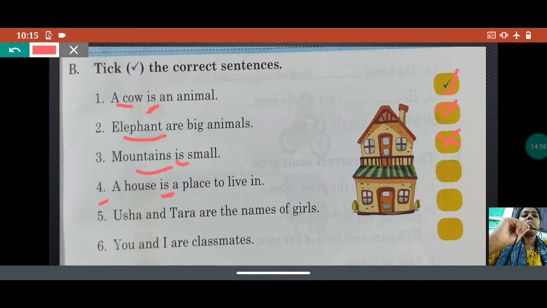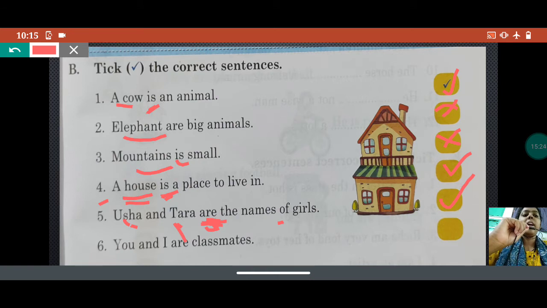Number 4. A house is a place to live in. Yes, this is correct because we are talking about a single house where we live. So, is. This is correct. A house is a place to live. Number 5. Usha and Tara are the names of girls. Now, Usha and Tara, there are more than one person. So, plural nouns. That is why we are using are. So, this is also a correct sentence.